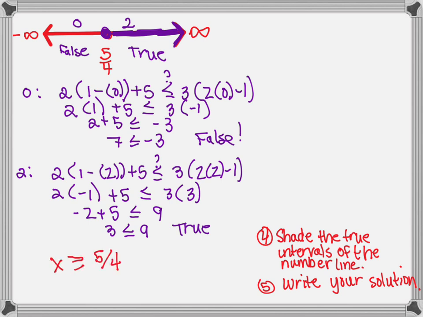So we had shaded to the right of 5/4. Those were the x values that were greater than or equal to 5/4. This is our solution as an inequality.